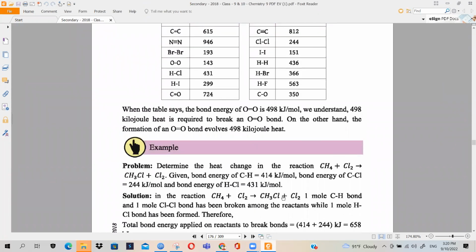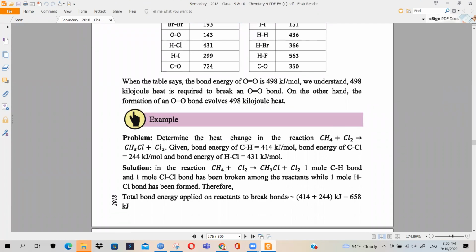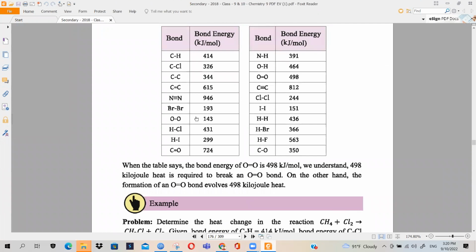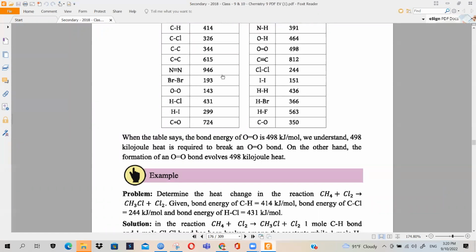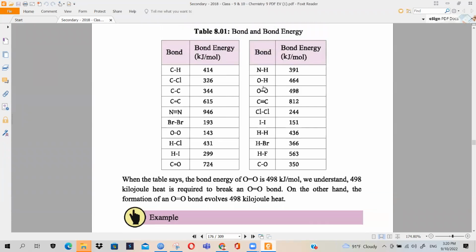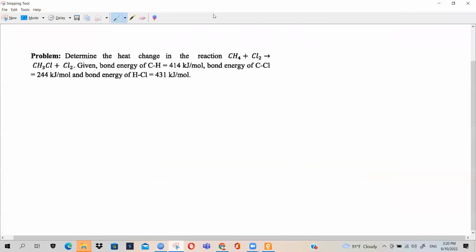What is wrong with them? I just don't understand. What have they done? What is CCl? Just let me check. CCl is 326. We write down CCl is 326 and Cl–Cl is 244, obviously in kilojoule per mole. If you find mistakes in books, that is not a very pleasant thing to see. So in case of CCl, it was wrong. Let us start from scratch again.